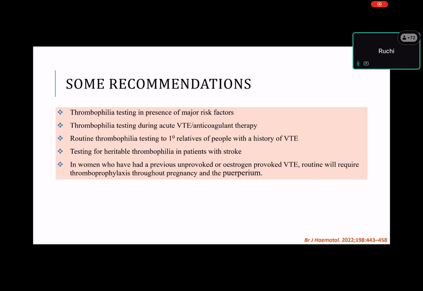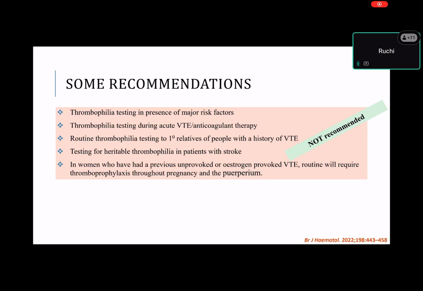So some recommendations from the article I mentioned, from the Journal of Hematology. These are things which are not recommended: thrombophilia testing in the presence of major risk factors, thrombophilia testing during VTE, thrombophilia testing of a first degree relative with a history of VTE, testing for heritable thrombophilia in a patient with stroke, because many times it gets referred to the lab that an MI has happened, do thrombophilia testing, and that has no meaning. And in women who have had previous unprovoked or estrogen provoked VTE, routine thromboprophylaxis will be required throughout pregnancy and the peripartum period irrespective of the presence or absence of a risk factor. So testing in these situations is usually not recommended.